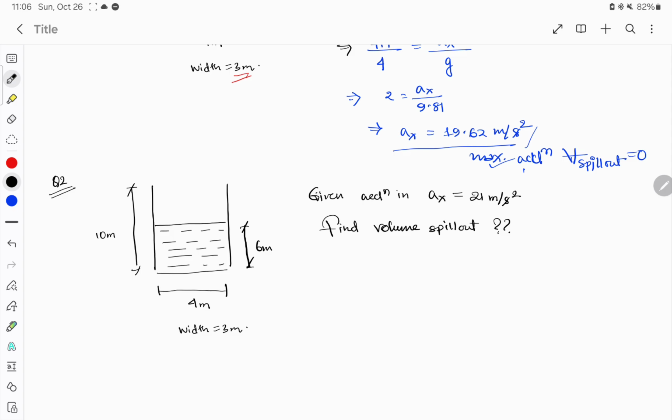Let us directly apply the formula. तो फॉर्मूला अप्लाई करेंगे क्योंकि हमारे पास, we know that tan of theta is how much? ax by az plus g, az is 0. So tan of theta is equal to 21 by 9.81. And tan of theta will then come out to be how much?